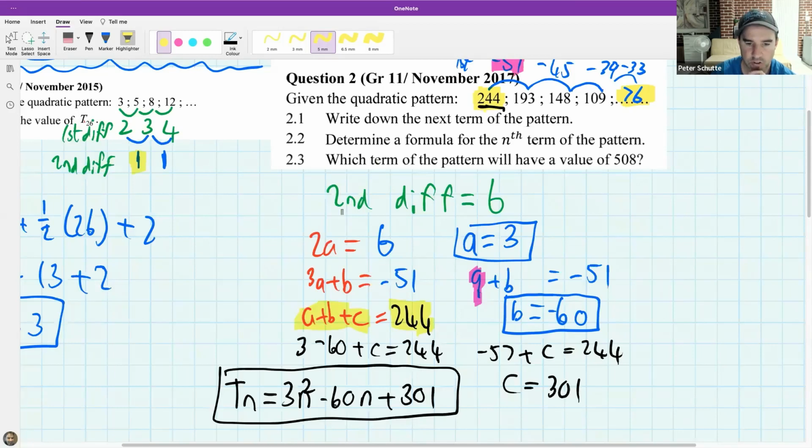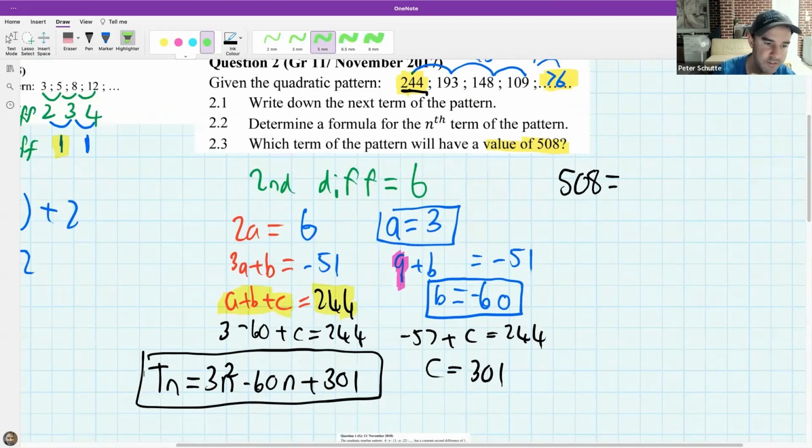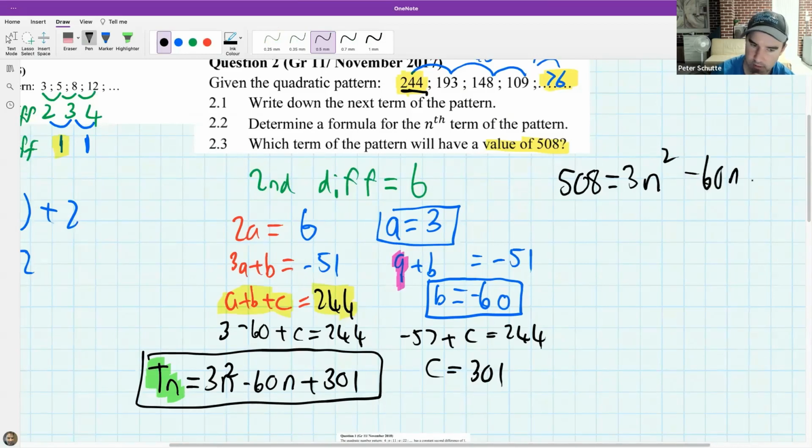Okay, now the last thing today that we want to do is find out which term of the pattern will have a value of 308. I'm not sure we're going to have complete time, but all we need to do is sub in that 508 and make it equal. It's going to go into this wonderful formula that you've just figured out. It's going to go over here and you're going to say the value is 508. Find n for me. So that would be step one.